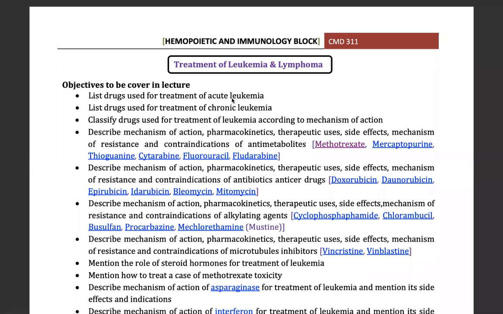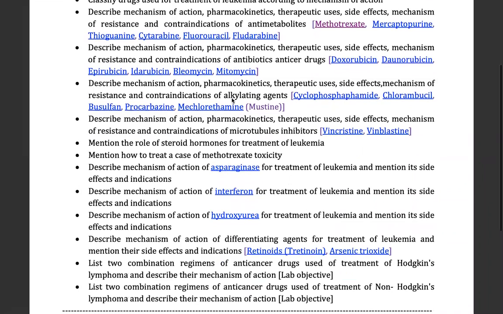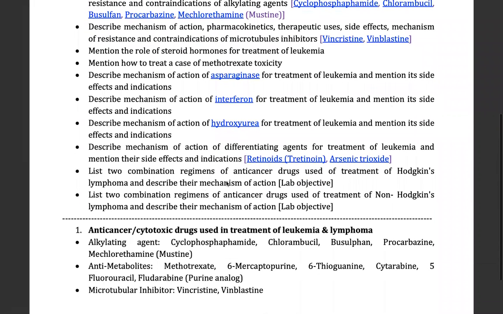The list of drugs which are used in the treatment of acute leukemia and chronic leukemia, then the classification of the drugs, and we will see the mechanism of action, pharmacokinetics, therapeutic usage, side effects, mechanism of resistance, and contraindications of antimetabolites, antibiotics, alkylating agents, microtubule inhibitors, then asparaginase, interferons, hydroxyurea, then differentiating agents, and lymphoma. These two last objectives we will cover in the lab because these are the lab objectives.